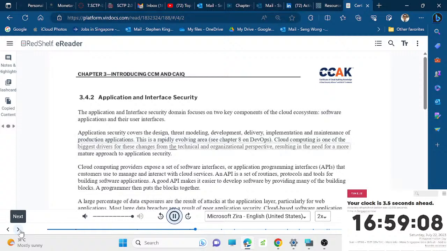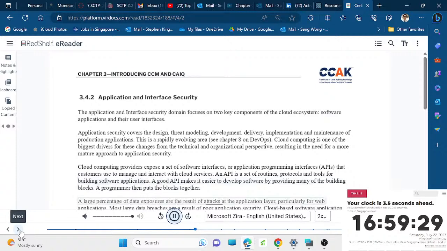Cloud computing is one of the biggest drivers for these changes from the technical and organizational perspective, resulting in the need for a more mature approach to application security. Cloud computing providers expose a set of software interfaces, or application programming interfaces, APIs, that customers use to manage and interact with cloud services. An API is a set of routines, protocols, and tools for building software applications. A good API makes it easier to develop software by providing many of the building blocks. A programmer then puts the blocks together.